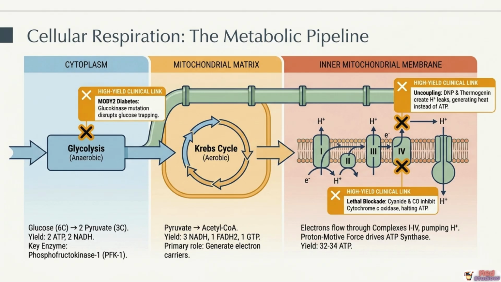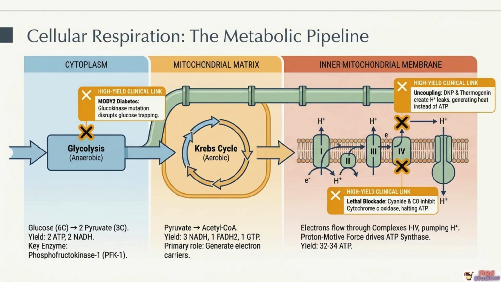Under aerobic conditions, pyruvate enters the mitochondrial matrix, converting into acetyl-CoA to fuel the Krebs cycle. This cycle's primary role is generating electron carriers, 3 NADH and 1 FADH2 per turn. Finally, oxidative phosphorylation uses these carriers in the inner mitochondrial membrane. Electrons flow through complexes 1 to 4, pumping protons into the intermembrane space to generate a potent proton motive force that drives ATP synthase. This yields a massive 32 to 34 ATP molecules.